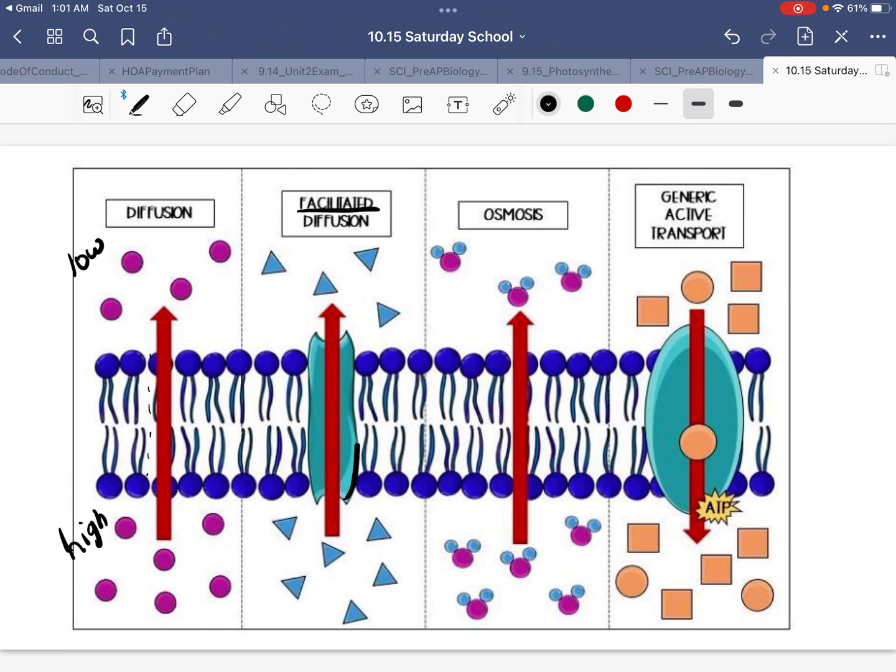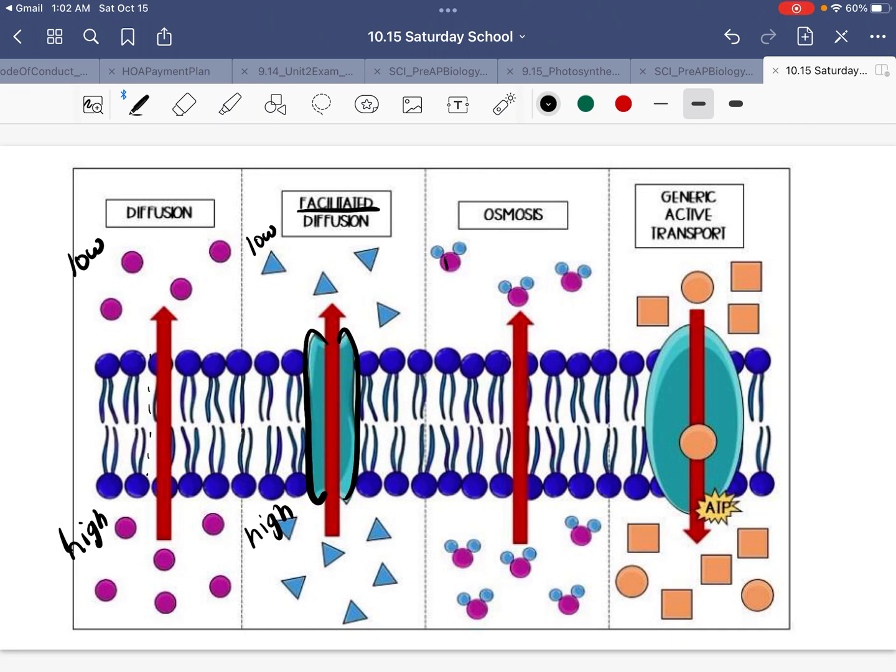Facilitated diffusion, this blue thing is helping your particles go through. So these triangles are probably like sodium or some large triangle. You're still going from high to low, but you're using that protein channel to help pass through.